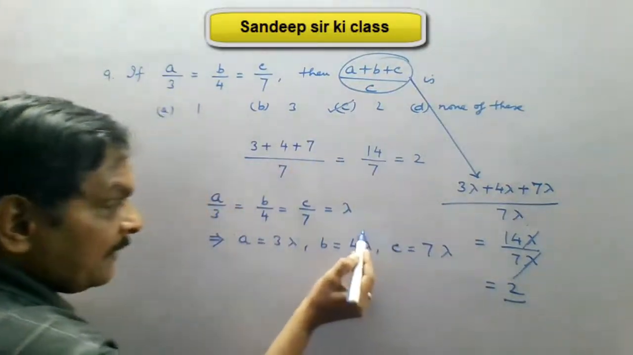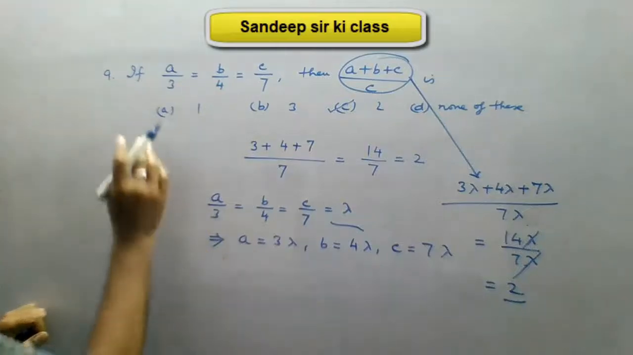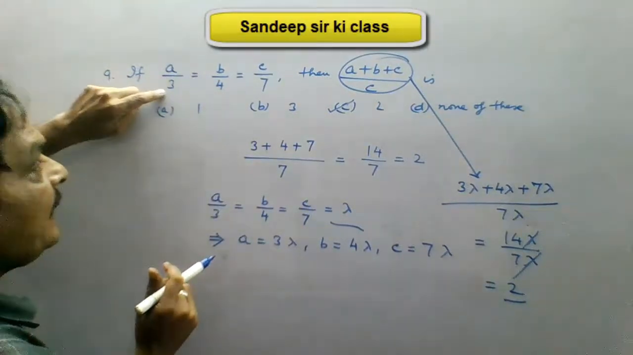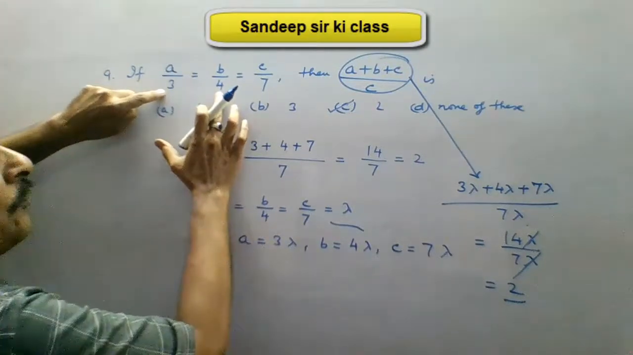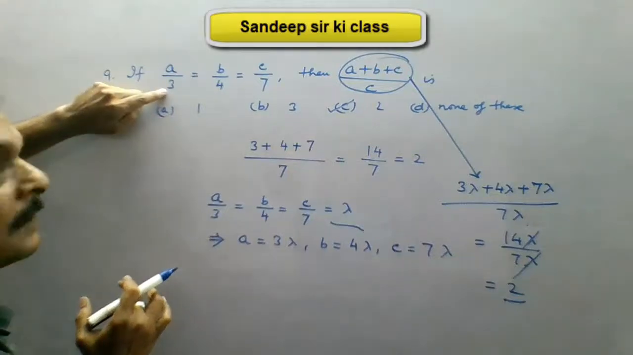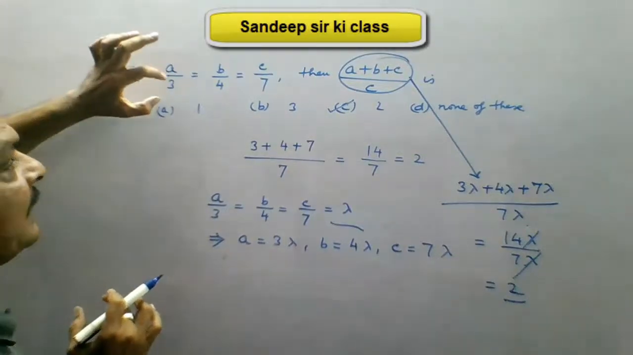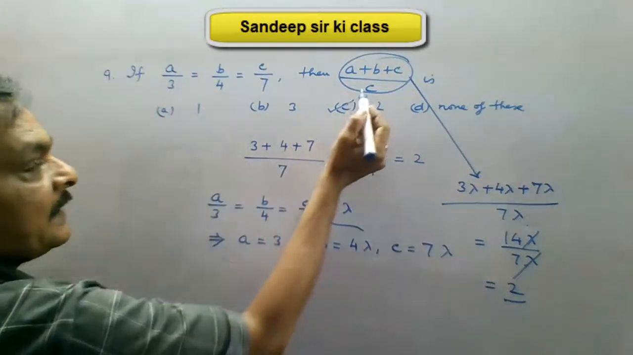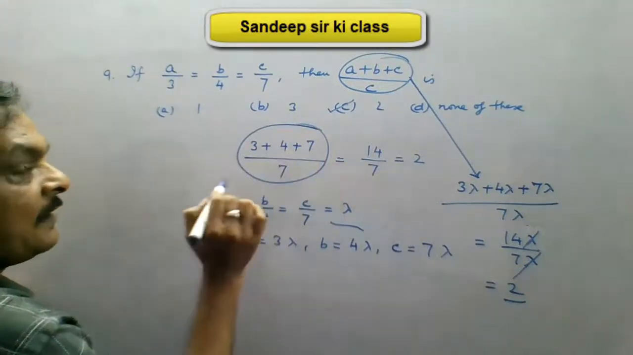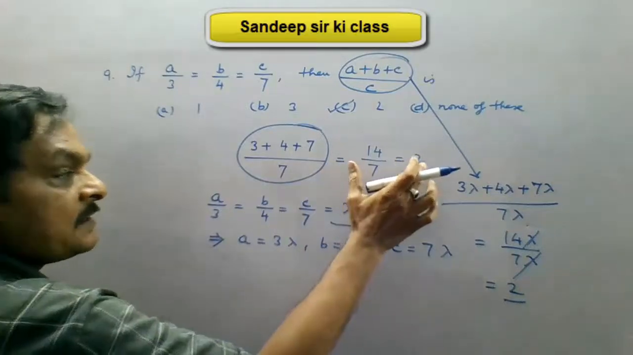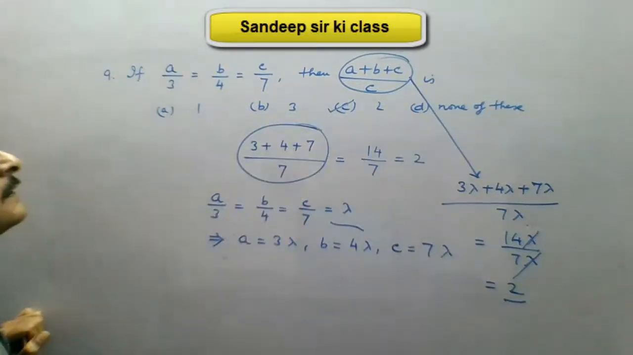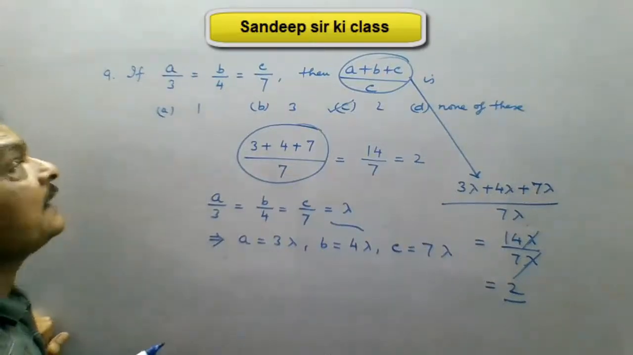So instead of taking lambda here, we directly in objective questions take A as 3, B as 4 and C as 7. Whatever is written here in the denominator, we directly take that value. And that we put here, 3 plus 4 plus 7 upon 7 gives us answer as 2. So our option C is correct. Now we will see the next problem.